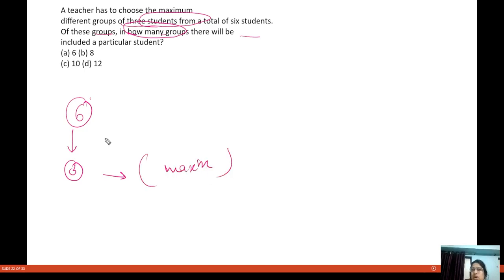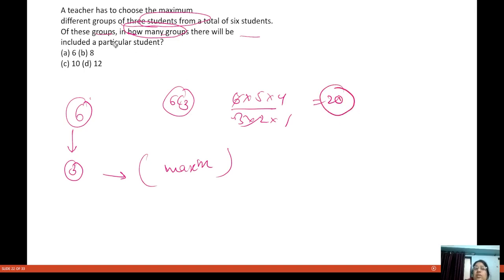Now the question is not asking how many groups of different students you can form. Obviously you can form 6C3, which is 6 into 5 into 4 divided by 3 into 2 into 1. So this becomes how much? 20. It is asking you that of these groups, in how many groups will a particular student be included.